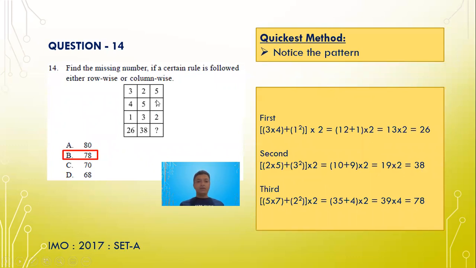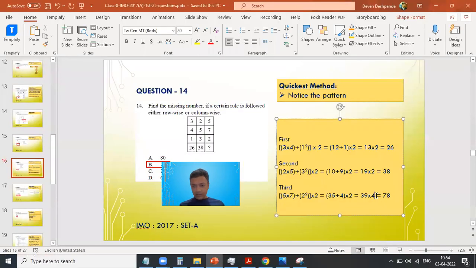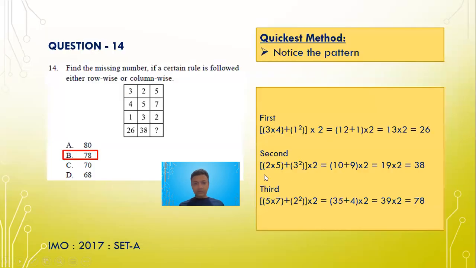Similarly, for the third, 7 5s are 35. And square of the third number, 2 square, is 4. 35 plus 4 is 39. Whole into 2, isn't it? Whole into 2. So 39 into 2, sorry, 39 2s are 78. So that's how you arrive at answer 78.